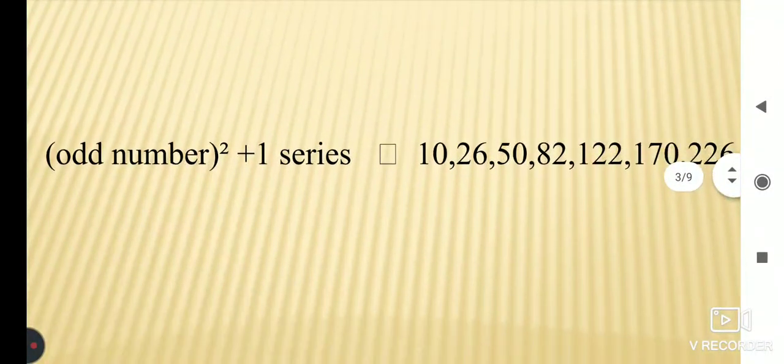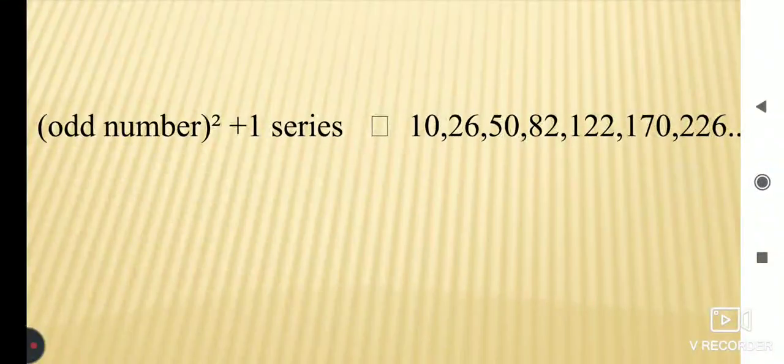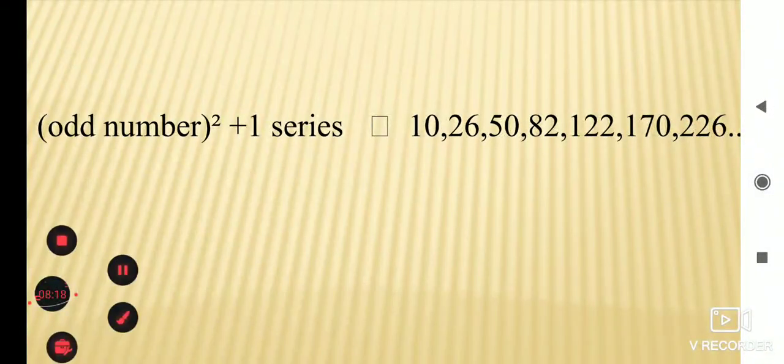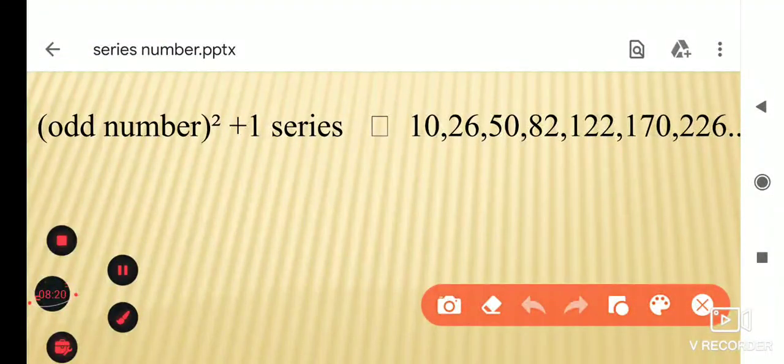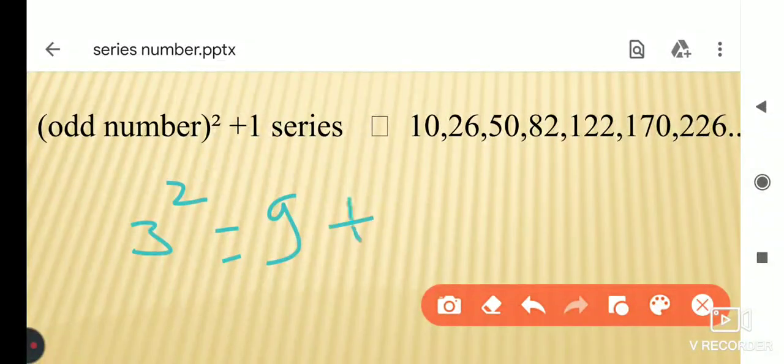In the next example, there is a pattern of odd number square plus 1 series. Okay, odd number square means which numbers? The first number is 10. 10 means we can say it is the square of 3, that is 9 plus 1. 9 plus 1 is equal to 10.